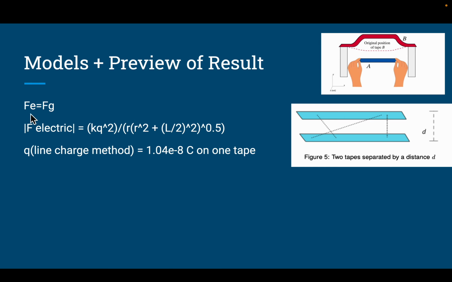I basically set the electric force equal to the gravitational force, since the net force in the y direction is going to be equal to 0. And then you calculate the electric force using this formula here, where r is the separation distance between the two tapes, L is the length of the tape, Q is the charge of the tape. That's what we're trying to find using this formula here. And when I did this, the charge that I got was 1.04 times 10 to the negative 8 coulombs on one piece of tape.